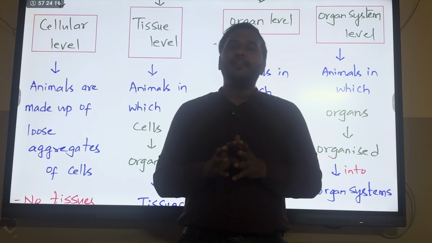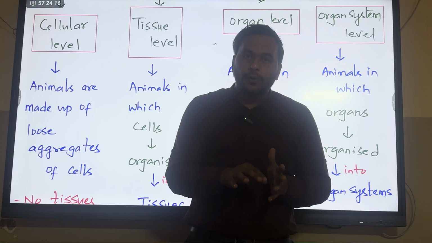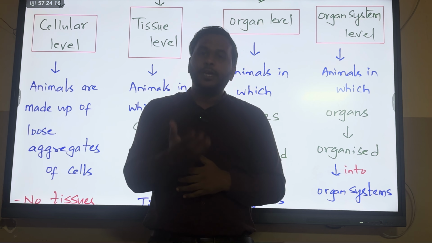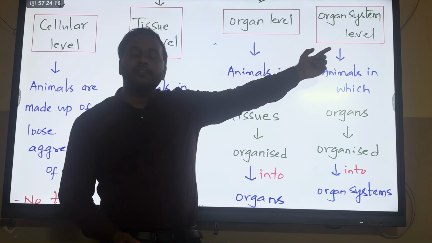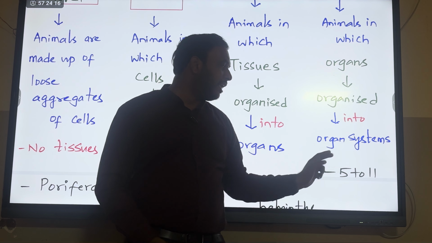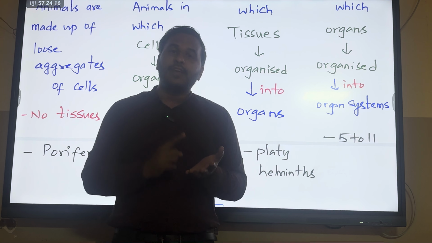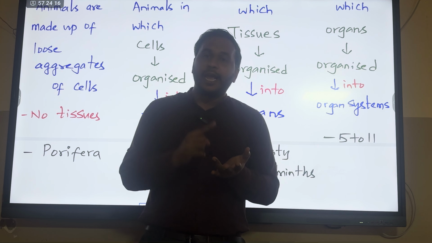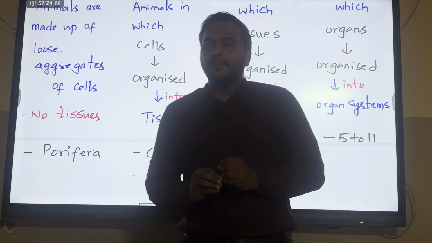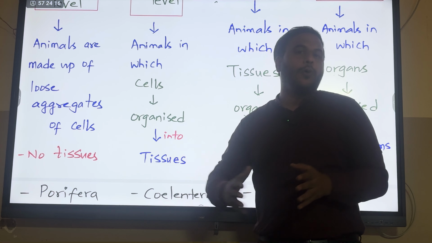That means in these animals, the cells formed into tissues, tissues organized into organs, and the group of organs which perform the same function will form a system that is called organ systems. Okay, so animals in which organs are organized into organ systems are phylum number 5 to 11, that means Aschelminths, Annelida, Arthropoda, Mollusca, Echinodermata, Hemichordata and Chordata phylum. So this is the levels of organization based on which the animal kingdom is divided into 4 levels.